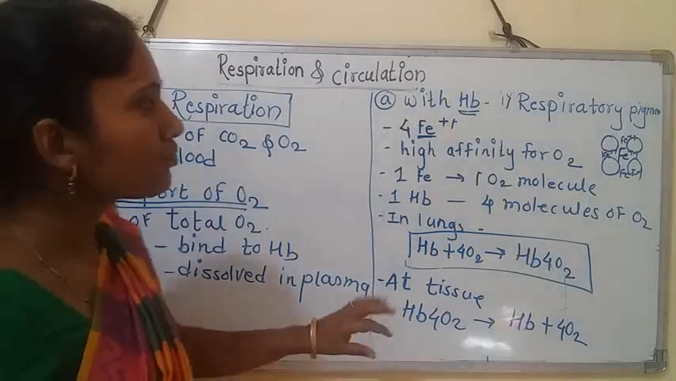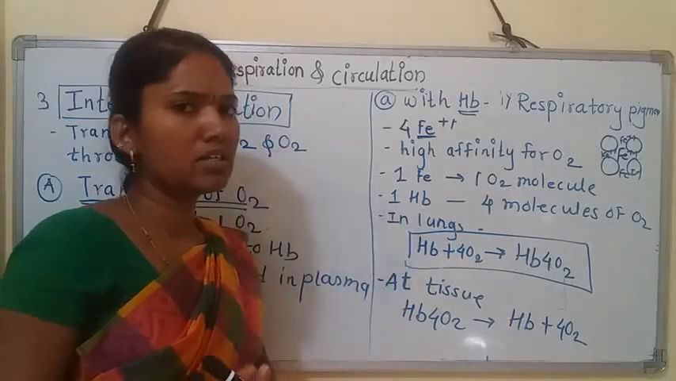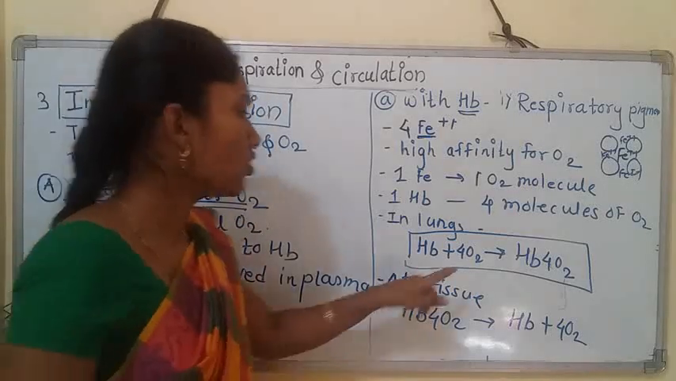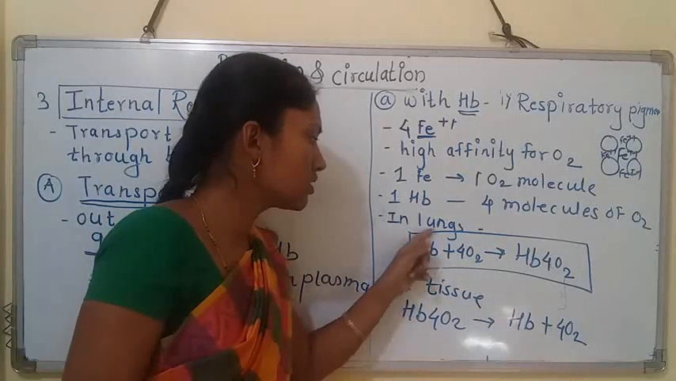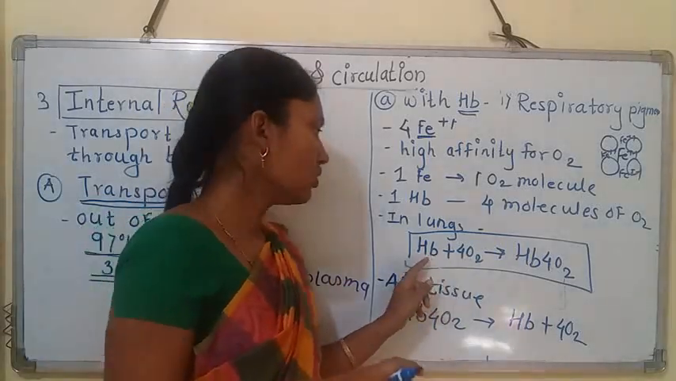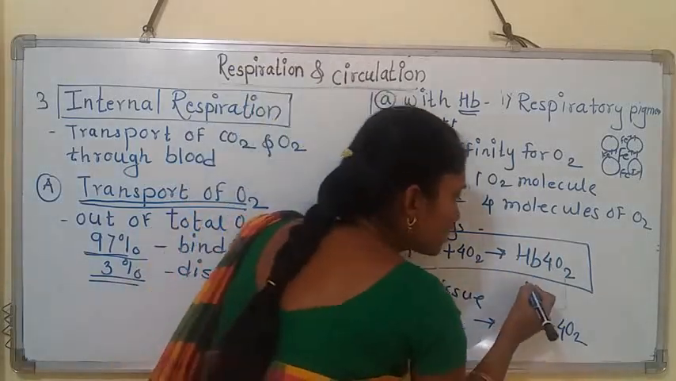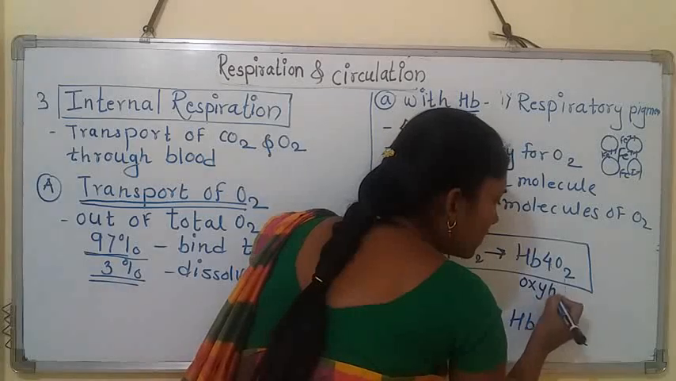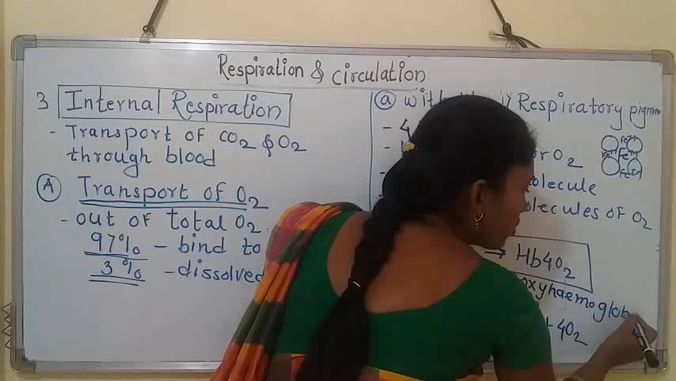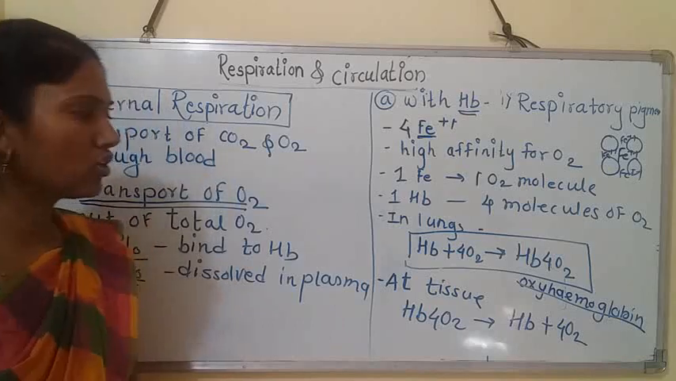Now one more thing, you have to remember the name of the complex. In the lungs there are alveoli. When we inhale the air, oxygen comes inside the lungs. When that oxygen binds with the hemoglobin, one hemoglobin can bind to 4 oxygen, hence 4O2. So when Hb combines with 4O2, we get Hb4O2. This complex is called oxyhemoglobin. You have to remember this name, oxyhemoglobin. When hemoglobin binds with oxygen, it is called oxyhemoglobin.